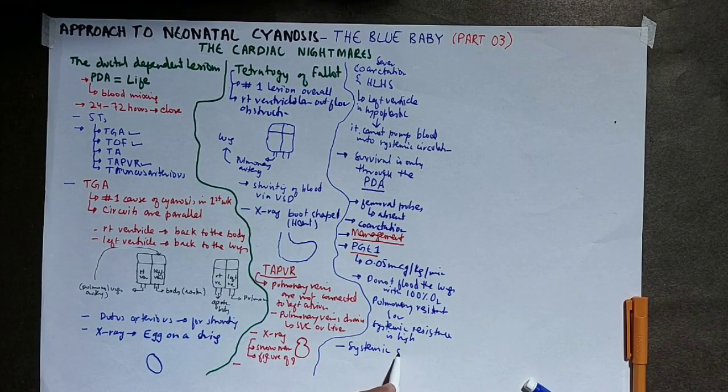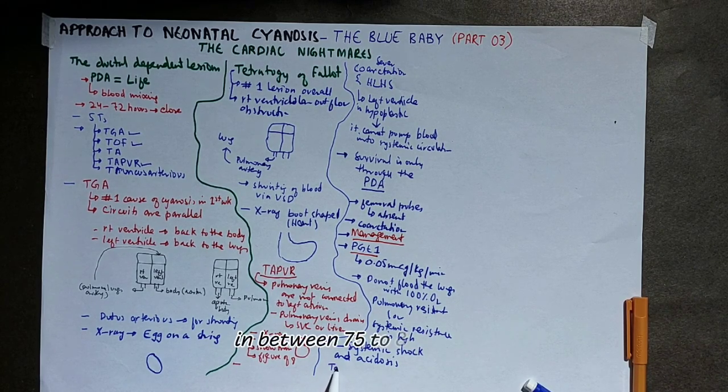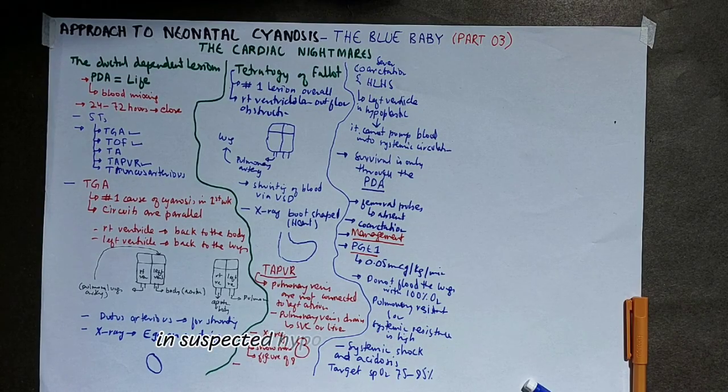So you have to keep the target SpO2 between 75 to 85%. Remember one rule: in suspected hypoplastic left heart syndrome, room air is your friend. Avoid 100% oxygen unless they are coding.